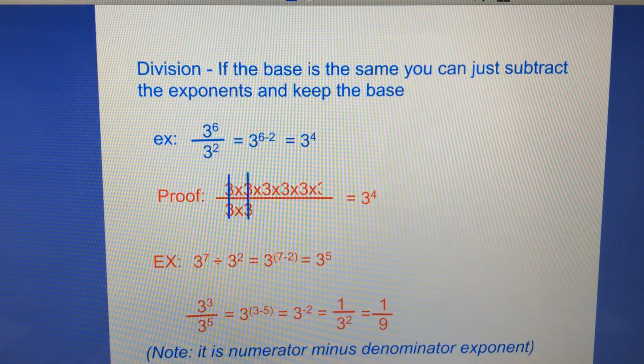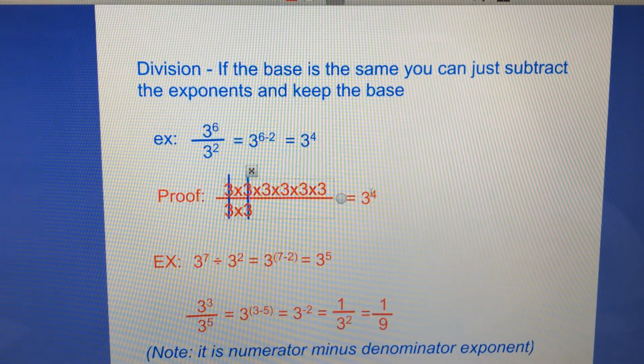Division. If I do division, if the base is the same, you can just subtract the exponents and keep the base. So I have a base of 3 to the 6th divided by 3 to the 2nd. 6 minus 2, 3 to the 4th.